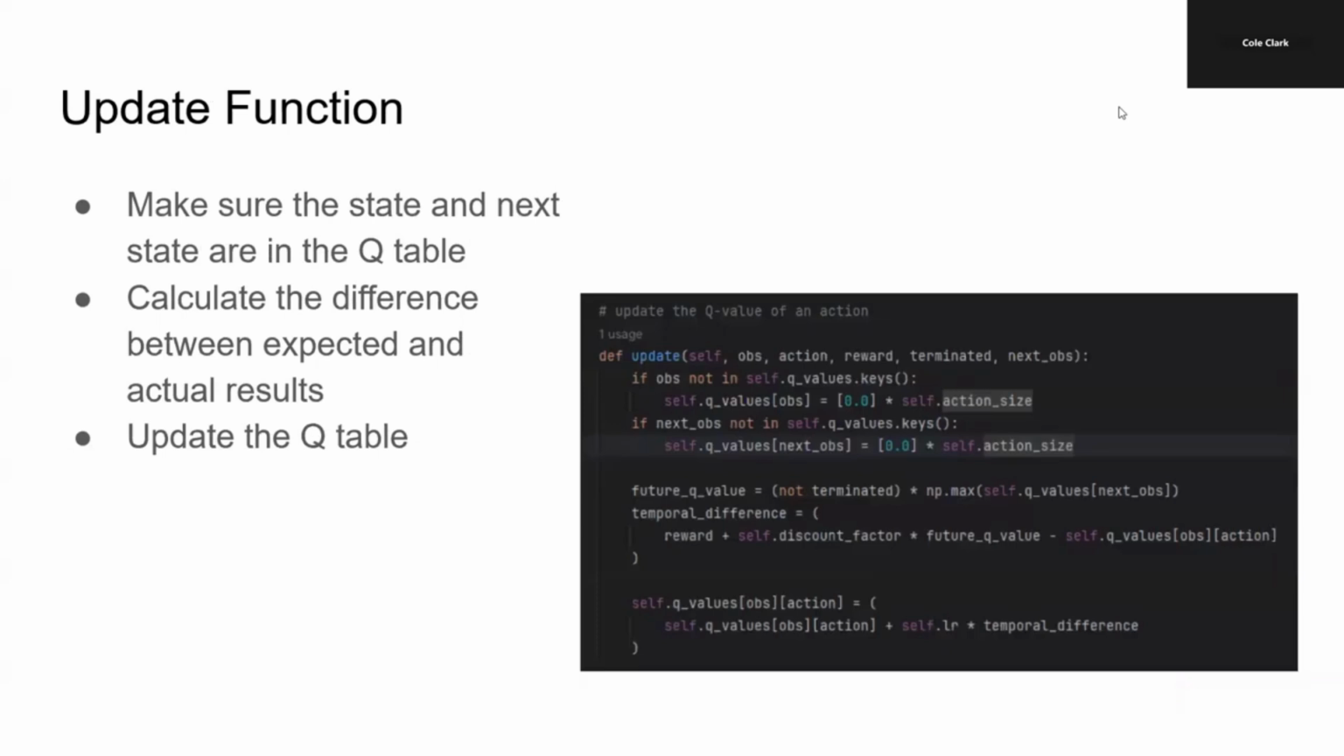The update function first makes sure the current and next state are in the Q table. If not, it adds them. Then the difference between expected and actual results is calculated, similar to what was done on slide 10. Then this value is multiplied by the learning rate and added to the old Q value to update it.